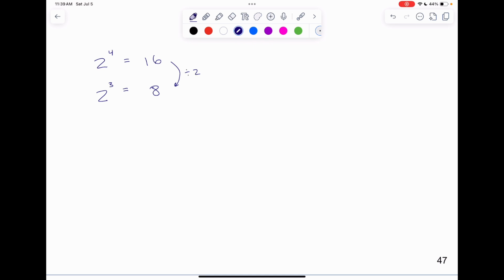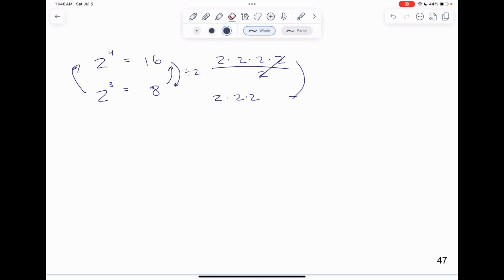That makes sense because 2 to the 4 is 2 times 2 times 2 times 2, and this is just 2 times 2 times 2. How do I get from here to here? Well, I lop off one of the 2's. How do I do that? I divide by 2. These will cancel. So basically, every time I lower the exponent, I remove a factor of 2. I divide by 2. Or you could think every time I increase the exponent by 1, I multiply by another 2. But we just talked about that, so we know about that.